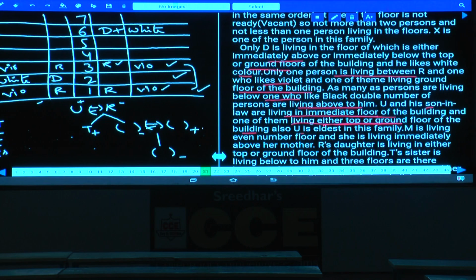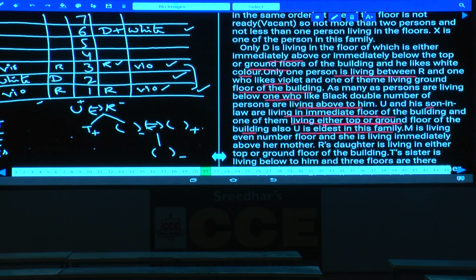And also U is the eldest in the family. As U is the eldest in the family, now D is already here. As D is already here, if D can be the son-in-law of U, then D is not living on the top floor.